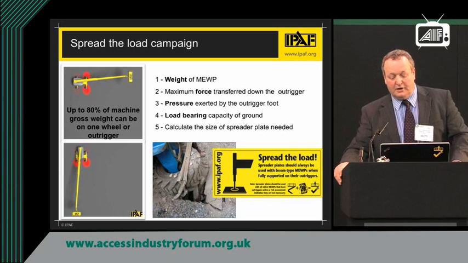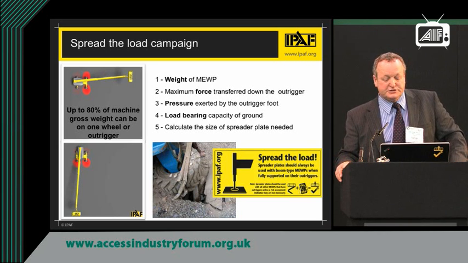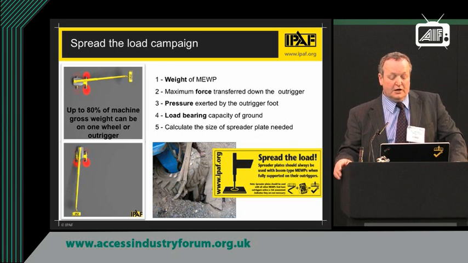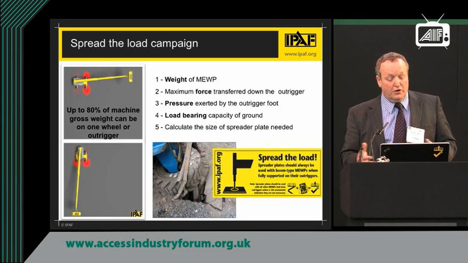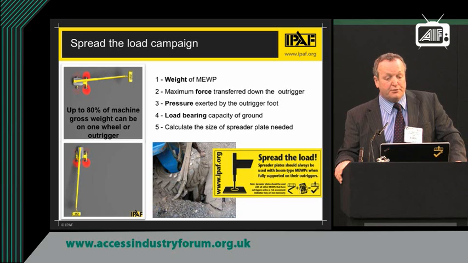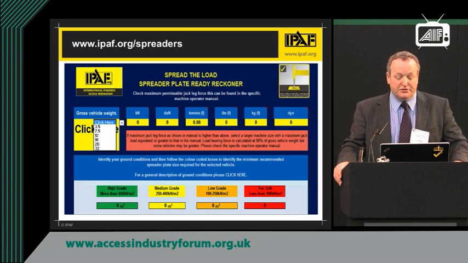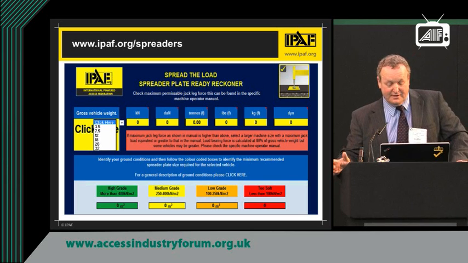But it's easy to have a statement like that, and more difficult to put it into practice when you start thinking about the weight of the MEWP, the vehicle mount, the actual forces transposed down one outrigger leg, the pressure exerted by the outrigger foot, and the load-bearing capacity of the ground. All those different things, the weight, the force and the pressure, use different units, and manufacturers don't use the same units consistently throughout the industry. So it's very difficult at times to calculate the size of spreader plate needed. IPAF recognised this problem, and they developed the Spread the Load Spreader Plate Ready Reckoner.